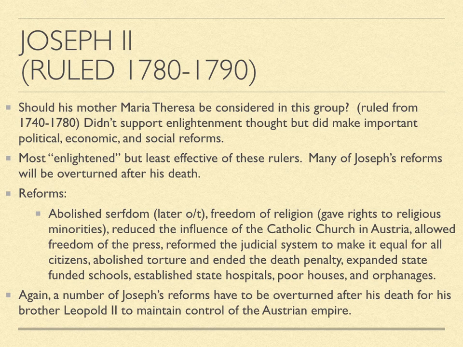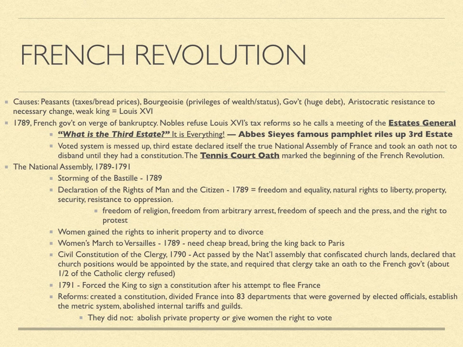pissed off the nobility in Austria, his brother Leopold needed to basically trade with the nobles and say, hey, nobles, if you support me and if you'll go along with this change from my brother to me, I'll overturn a lot of these. And so that was essentially the trade-off that Leopold made in order to make sure the nobility followed once Joseph had died.